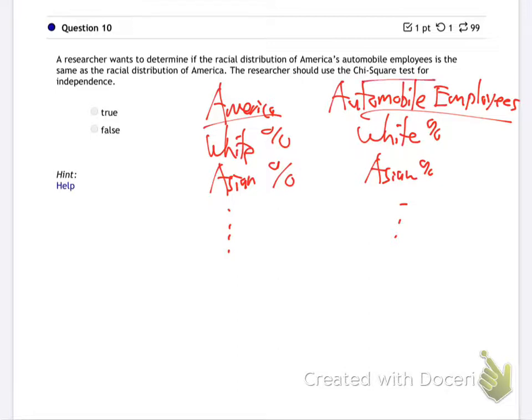Should that be a chi-square test for independence? No. What is it? Goodness of fit. That's false. It's not independence, it's goodness of fit. Just one variable, and that is ethnicity. That's the only variable, ethnicity, comparing two groups. So is that good? Questions on that?